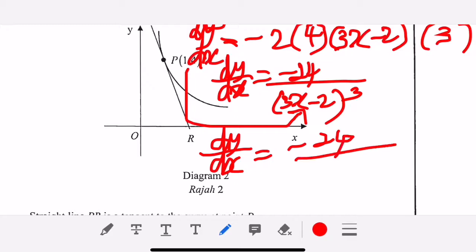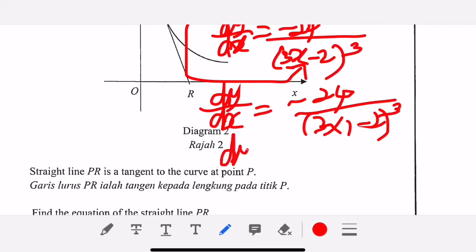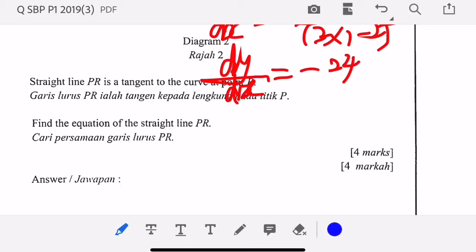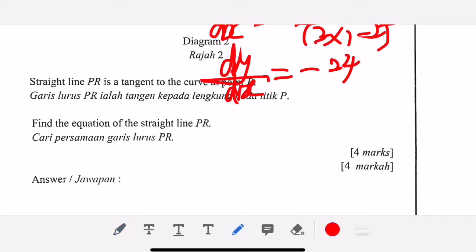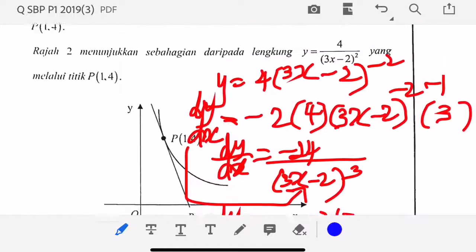Then we can get the value of dy/dx. Once you have the value of dy/dx, that is your gradient, in fact. Now let's see how. If you have the gradient and you want to find c, you must have the point, all right? You must have the point. So you substitute the point and the gradient into y = mx + c. Then you can find your c.